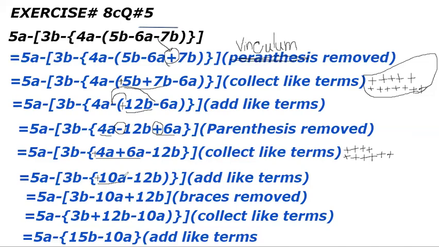10a and 12b cannot be further added. We can't add or subtract 10a and 12b because both are unlike terms. Okay, add like terms. After adding 4a and 6a, we got 10a. In the next step, what we have to do is remove the braces.